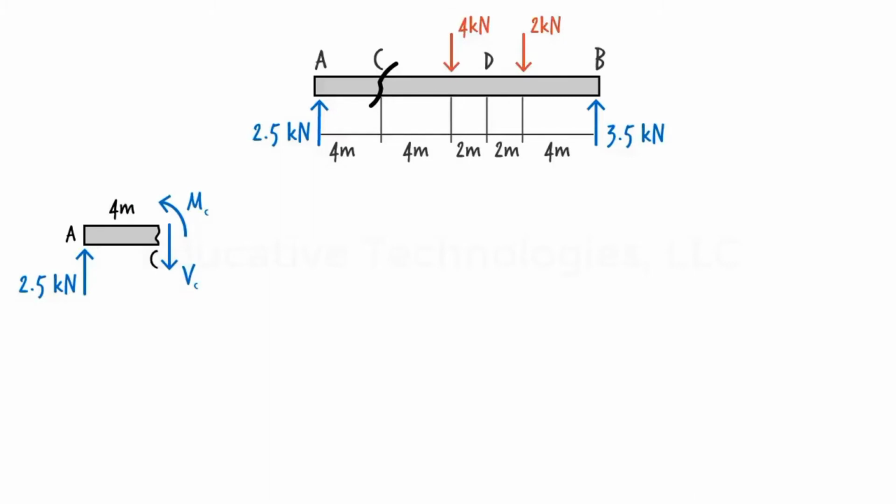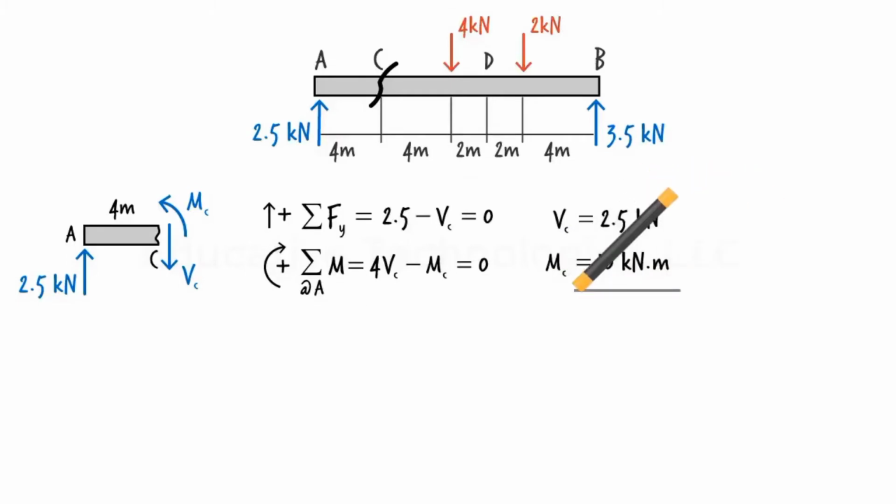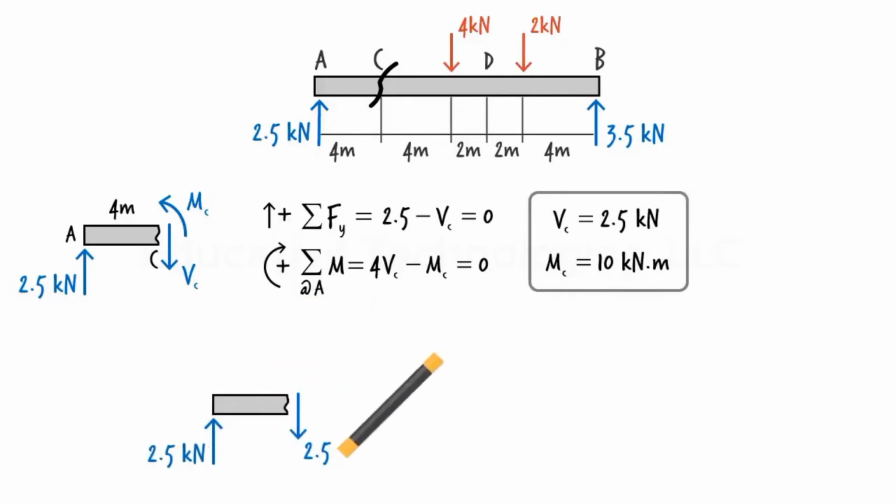How do I know that? Because there are no applied forces in the x direction. The relevant equilibrium equations, therefore, are... from the first equation, we get Vc equals 2.5 kilonewtons. From the second equation, we get Mc equals 10 kilonewton meters. Here are the results shown graphically on the beam.